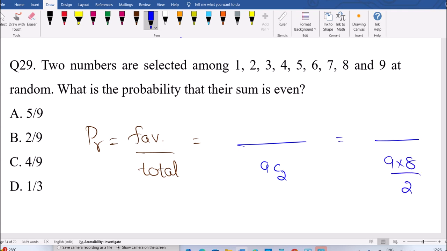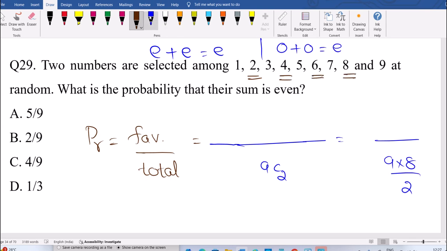Okay. What is favorable, sir? See, you want the sum of those two numbers to be even. One thing you have to keep in mind, even plus even is even. 2 plus 4, even. Odd plus odd is also even. 3 plus 5, 8. Now, I can select two even numbers. How many even numbers are available? 4. Among 4, I have to select 2. Or among 5 odd numbers, pick 2. The summation of 2 odd numbers is also even.